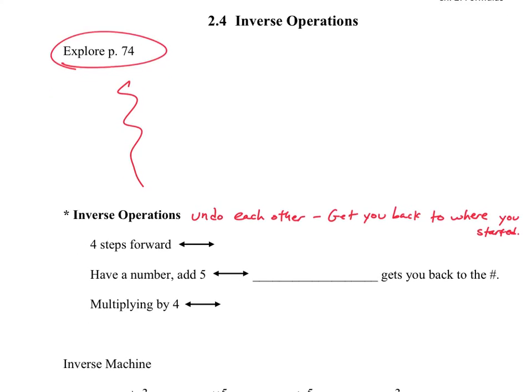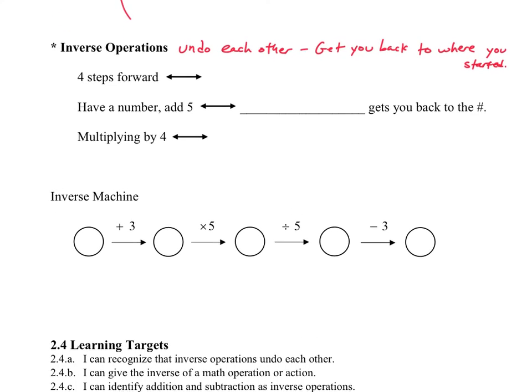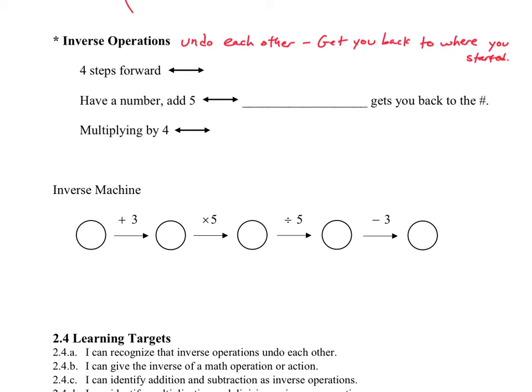So I've got a few examples here. Some get more mathematical than others. But let's say you start, you're in a spot, you walk 4 steps forward. Well, if you want to undo that, if you want to get back to where you started, you're going to have to go 4 steps backwards. So it's kind of like a person starts here. They go 1, 2, 3, 4 steps forward to get there. Well, if you want to get back, you take 4 steps backwards. You end up in the same spot. So those would be inverses. 4 steps forwards, 4 steps backward.